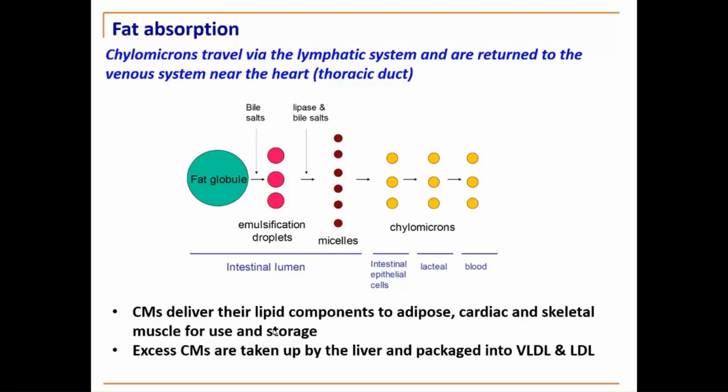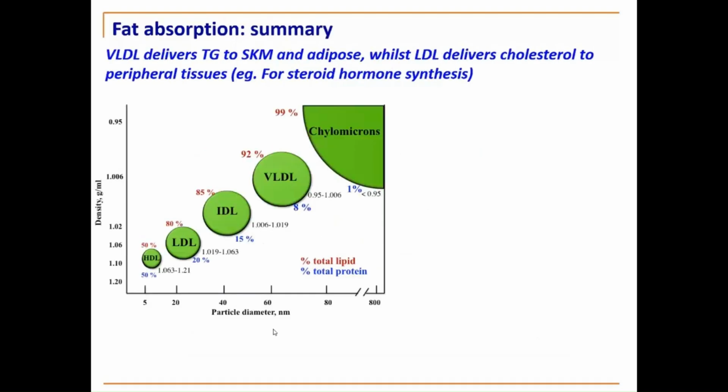HDL, as you may well know, is made in the liver, and that removes excess cholesterol from LDLs. Hence why HDL is good, because it takes cholesterol away from the system, whereas LDL is bad at high levels. But you do need it because it's your cholesterol carrier around the body. So like we said, your VLDLs deliver triglycerides to skeletal muscle and adipose tissue, whilst LDL delivers cholesterol to peripheral tissues for your steroid hormone synthesis.